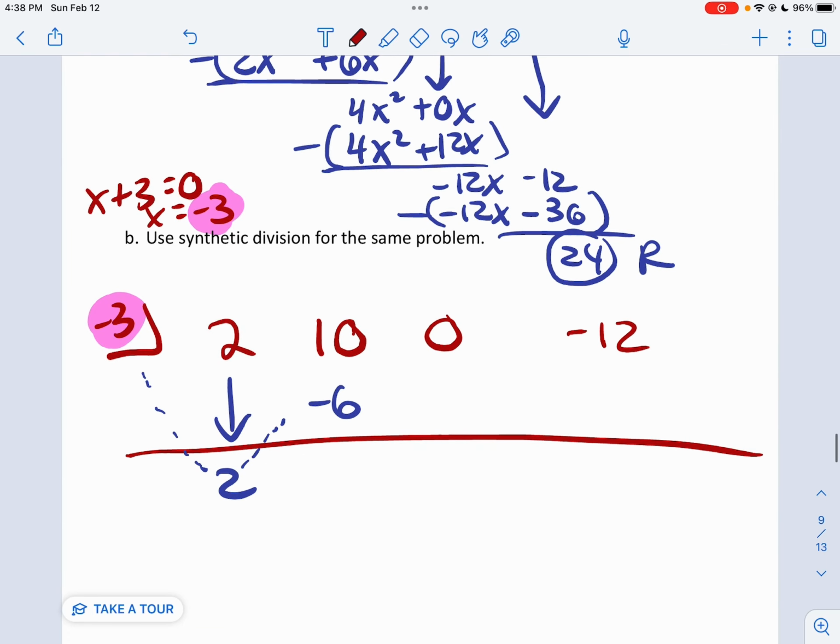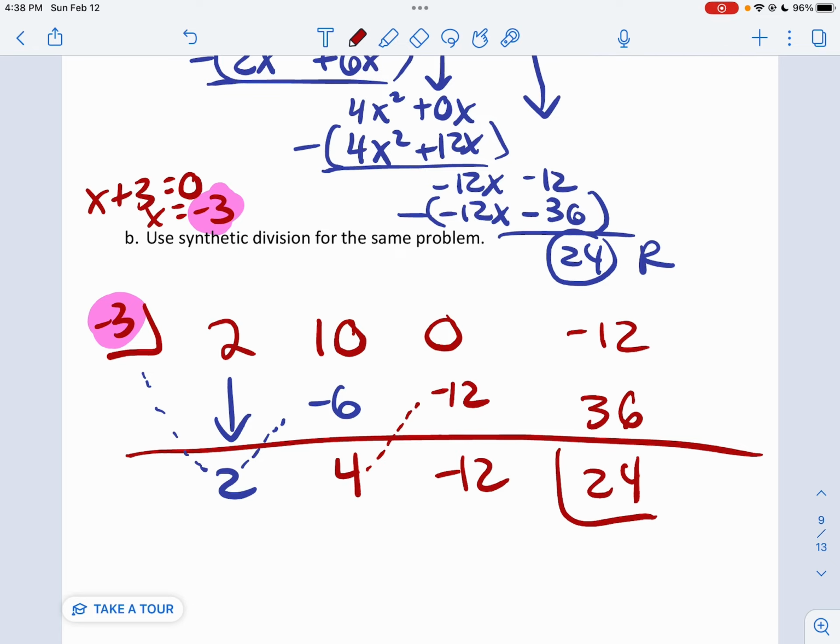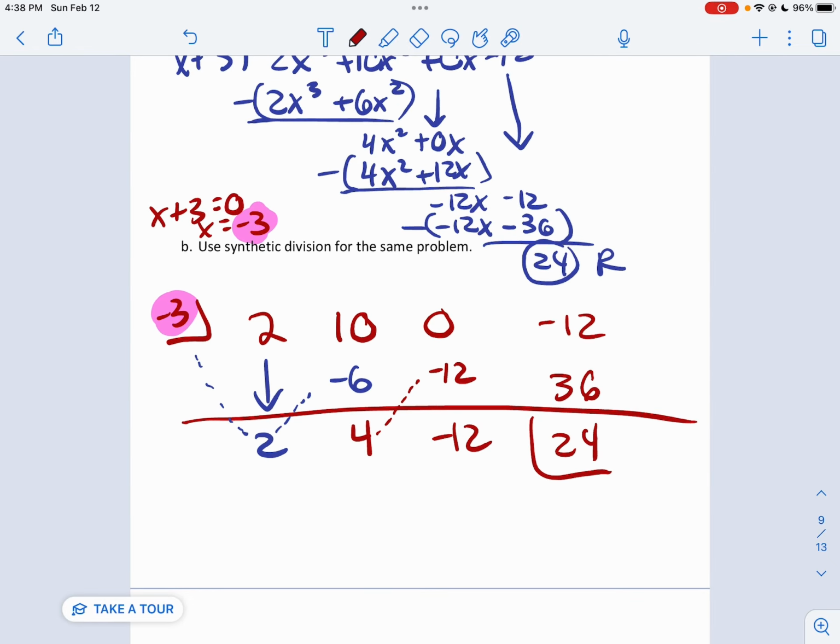Okay. So now that I multiplied, I write in my negative 6. Now I add going down. 10 minus 6 is 4. Again, multiply by what's in the corner. That's negative 12. I add going down. Multiply by what's in the corner. I add going down. Now, what you hopefully will notice is a few things.